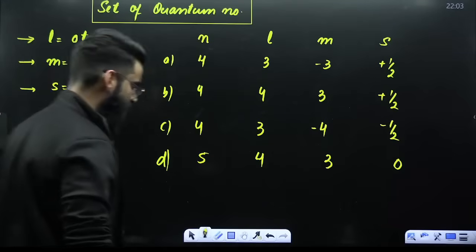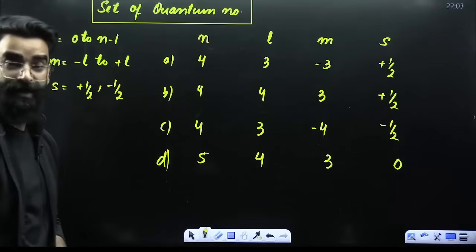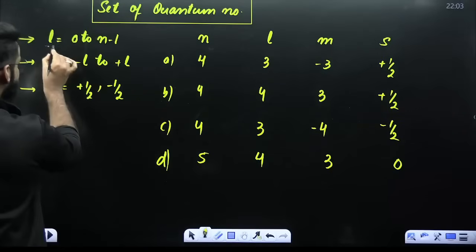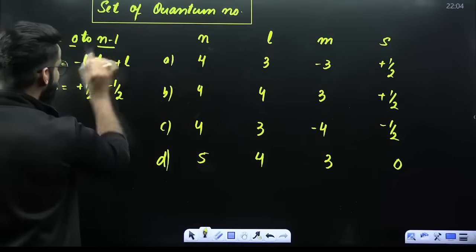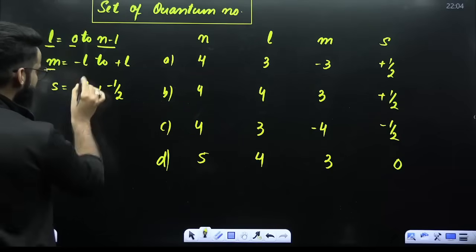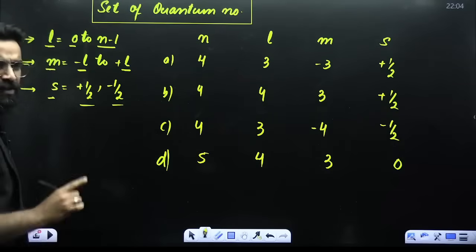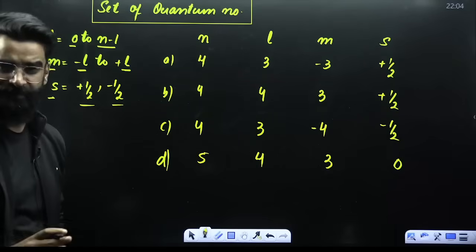My dear students, there is one more frequently asked question. First of all, you must know the azimuthal quantum number l. Its value is from 0 to n minus 1. The magnetic quantum number m has values from minus l to plus l. The spin quantum number can have only two values: plus 1/2 and minus 1/2.